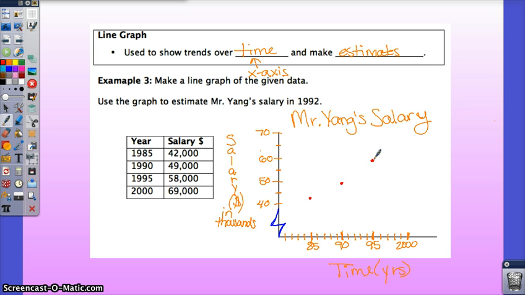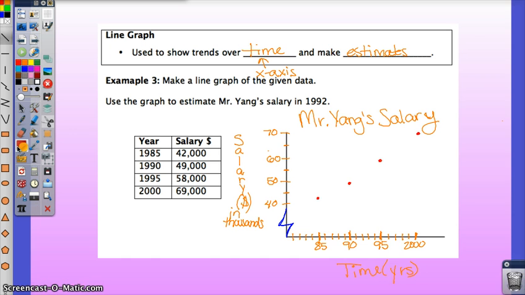It can help if you have a ruler to trace it over too. We're tracing these over at about where they would be. And 69,000 would go all the way over for 2000, just under the 70. That looks good. Now in a line graph, since we're showing this trend, we can connect the dots to show the change. I don't know what he started with before 1985, so you wouldn't have anything before that. But from 85 to 90 you could connect.